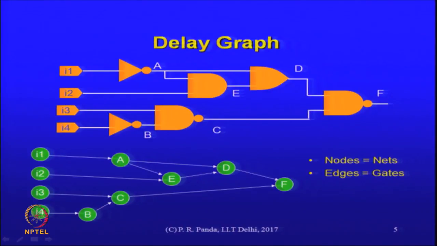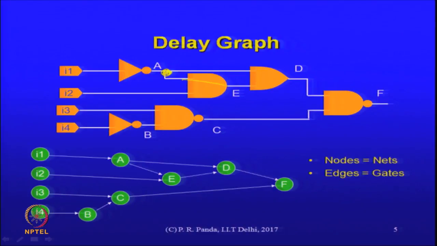Okay. This analysis is with a graph in which I need to define only two things, what are nodes and what are edges. But the way we are treating this problem is that the nodes are the nets and the edges are the gates.